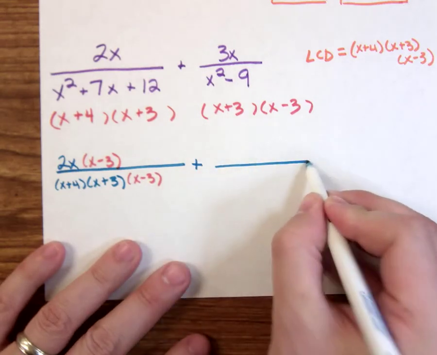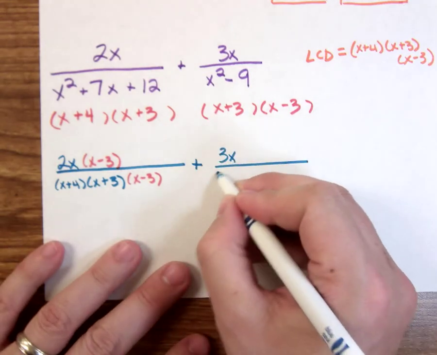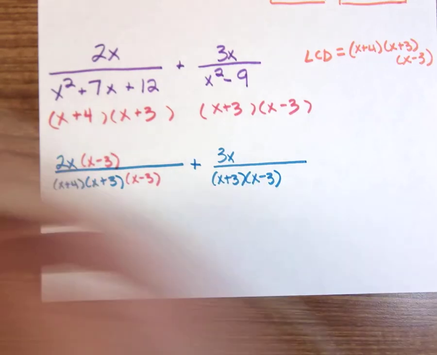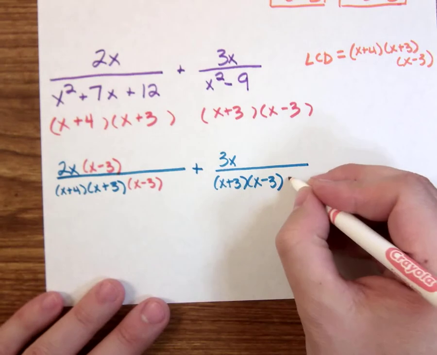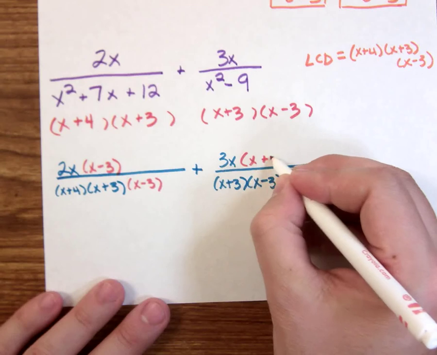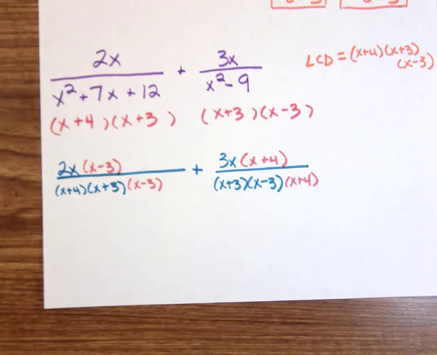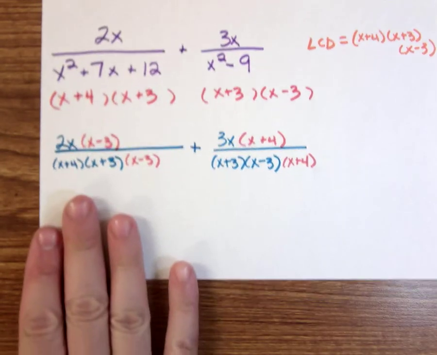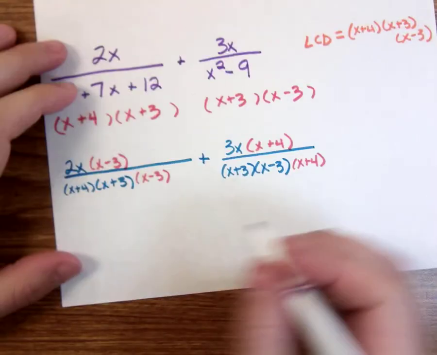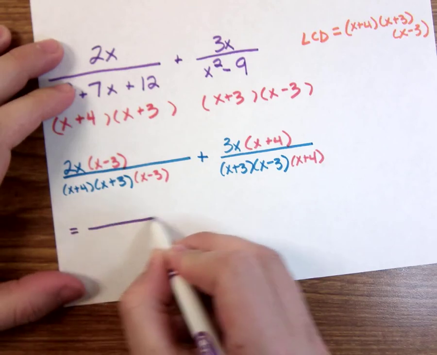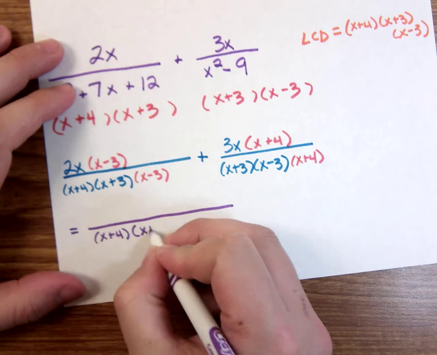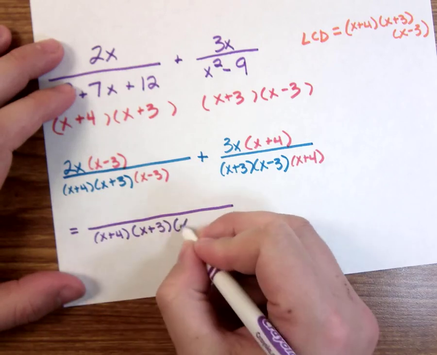let's do the second one. This one was 3x over x plus 3, x minus 3. So which one of the factors is this one missing? This one's missing the x plus 4. Do they have the same denominator now? Yes! x plus 4, x plus 3, x minus 3.